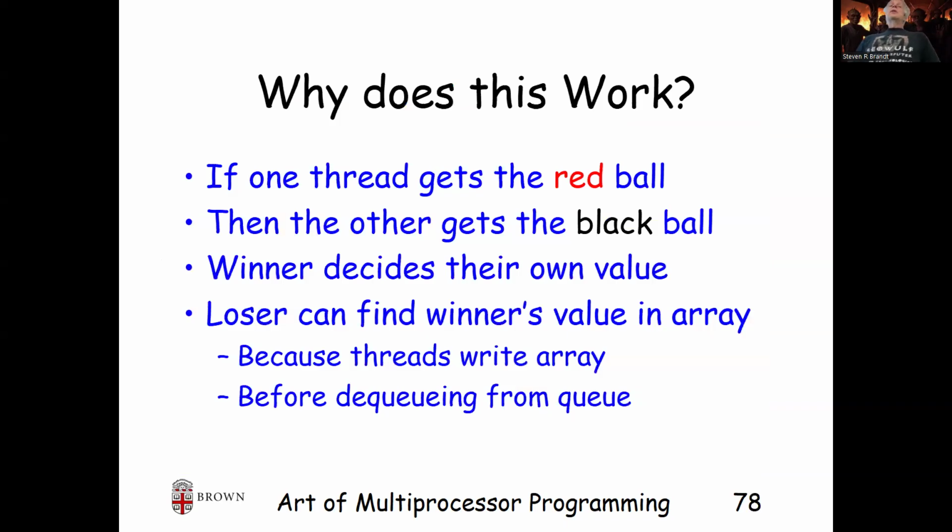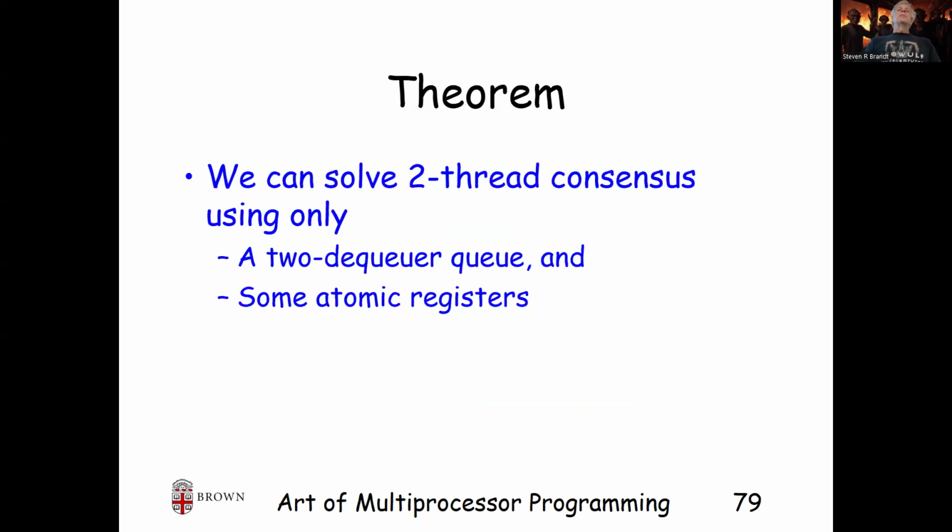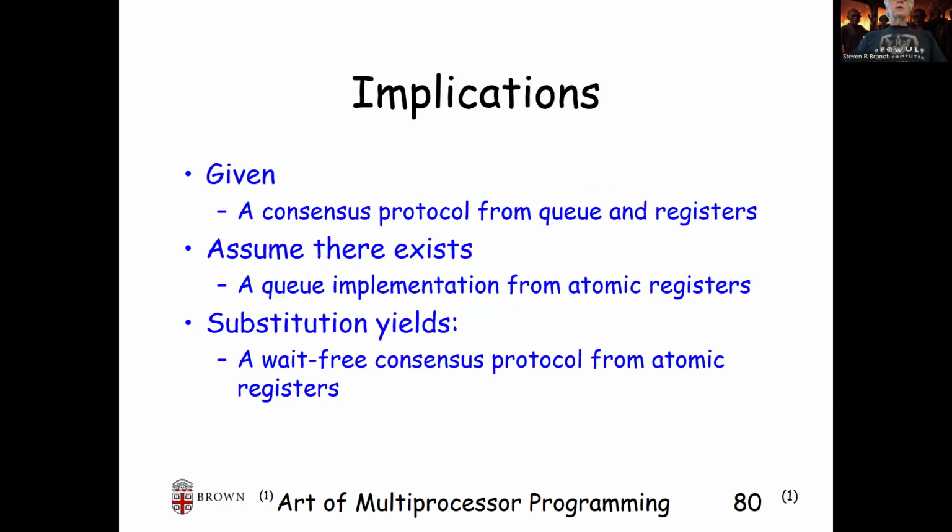So why does this work? If one gets the red ball, then the other gets the black ball. The winner decides their own value, and the loser can find the winner's value in the array because the threads write to the array before dequeuing from the queue. So it's going to work. And we can solve two-thread consensus using only a two-dequeuer queue and some memory registers.